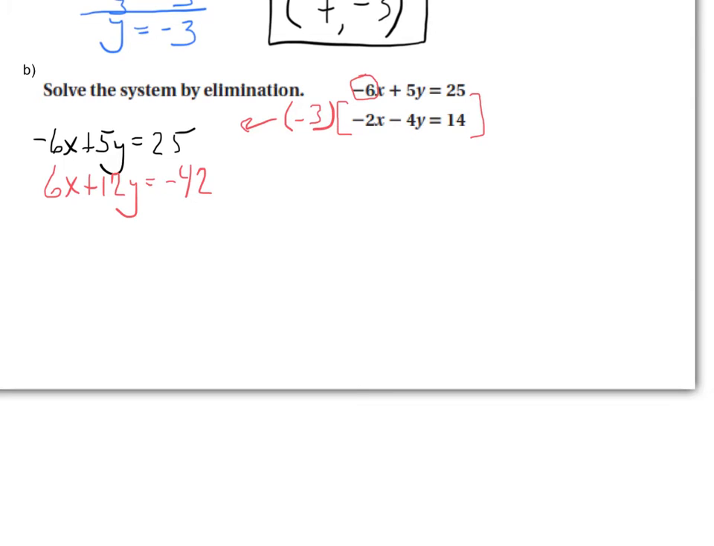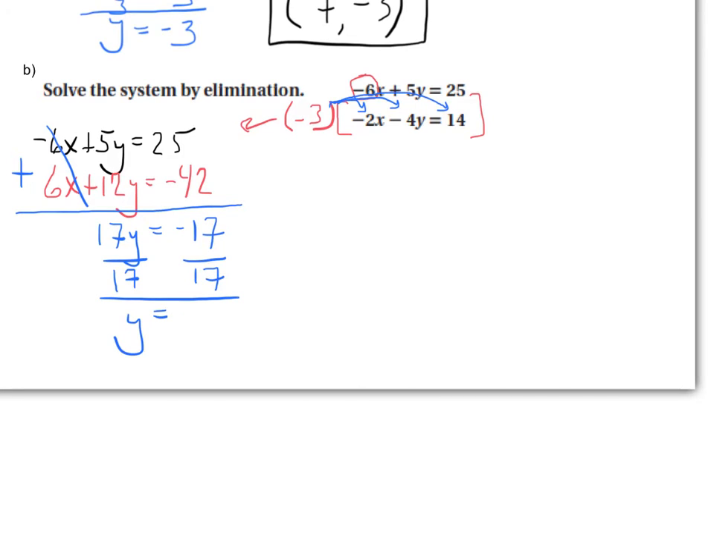So again, notice that that is my distributive property. There's the 6x, there's the 12y, and then all the way across, there's your negative 42. You have to multiply everything all the way across. So now I have my opposite coefficients, and I can just add them together. The negative 6x and the positive 6x cancel. I get 17y, and I get negative 17 on the right. So to finish this equation, I just divide by 17.